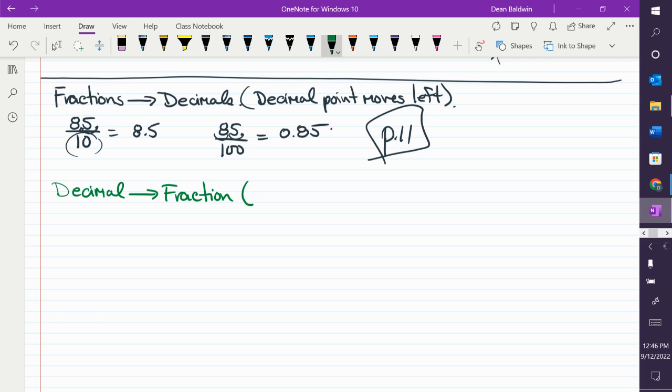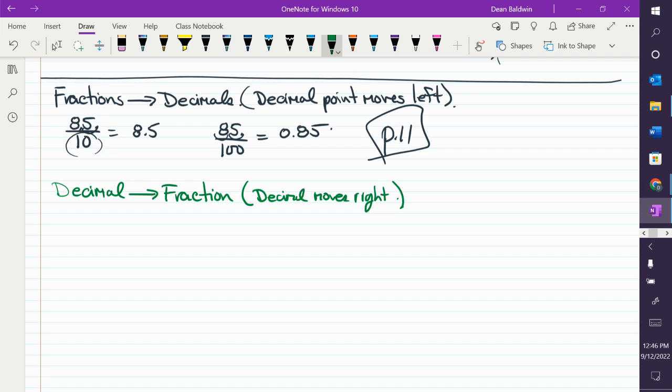We just went from fractions to decimals. The decimal point moved left. If we're going to go the other way, we're going to take a decimal and convert it to a fraction. Which way is the decimal point going to go? Right, exactly. Okay, well, that says right. Spelled weird.